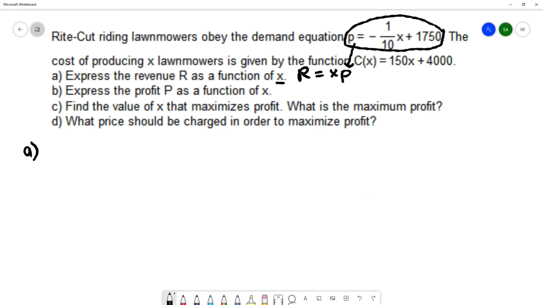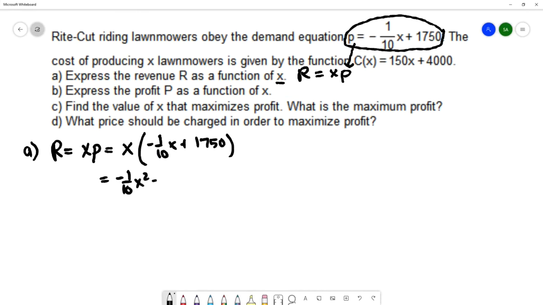So for part A, we're using that formula revenue equals X times P, and then substituting the demand equation in for P, the price. So that's X times negative 1/10 X plus 1,750. We can simplify that using the distributive property. That's negative 1/10 X squared plus 1,750x. So we now have our revenue function.